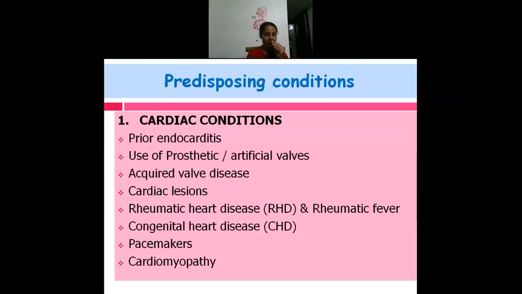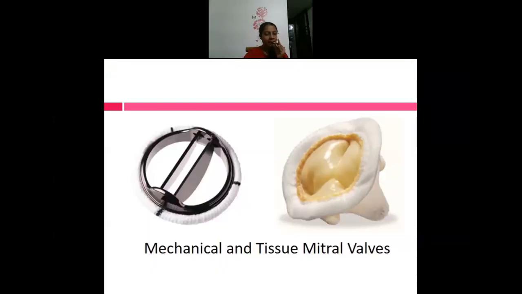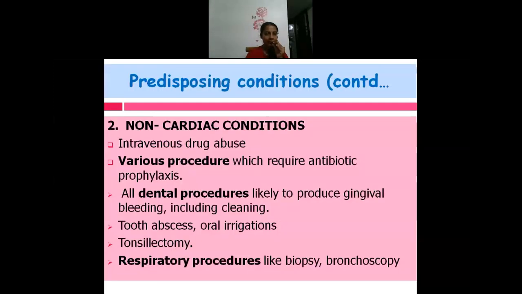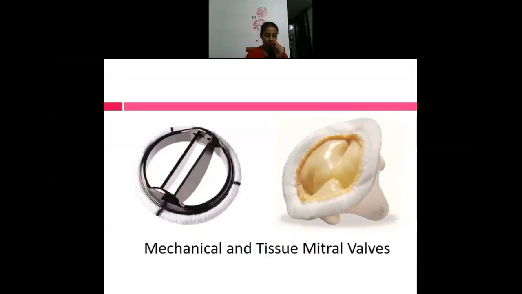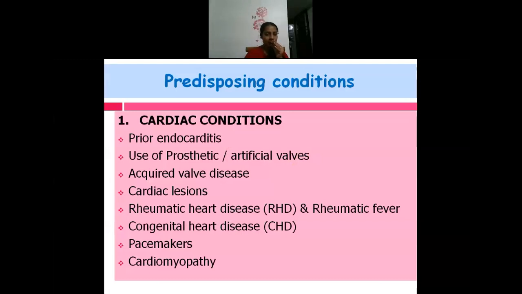Other than that there are some risk factors or predisposing factors. This is very, very important. Now what are some other risk factors for the development of endocarditis? It can be because of cardiac problems, or it can be because of non-cardiac problems also. Remember that. First I will tell the cardiac problems that may result in endocarditis. What are those cardiac problems? I will discuss.